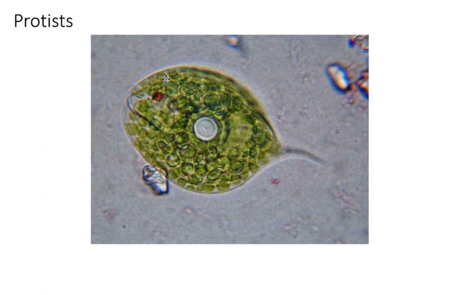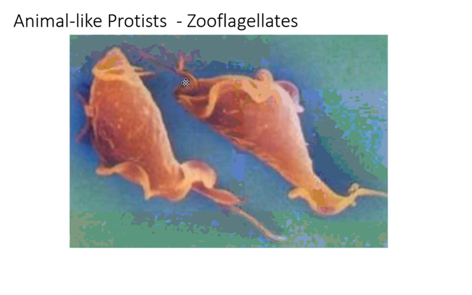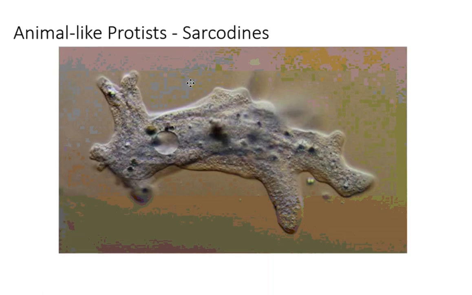Now there are different kinds of protists, and they resemble other kingdoms. So there are animal-like protists. These are called zooflagellates because zoo is animal, and flagella is the way that they travel. So they have a flagella that they travel with. That's why they're called zooflagellates. Sarcodines, these are amoebas. They move using pseudopodia. Remember pseudopodia from a previous unit.